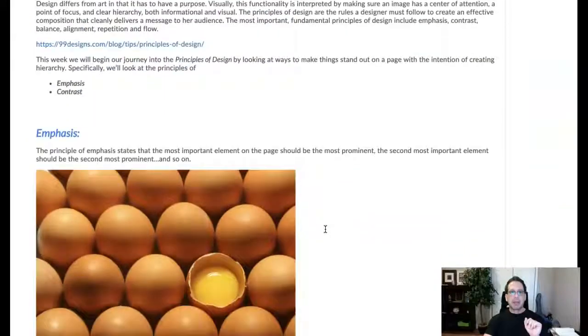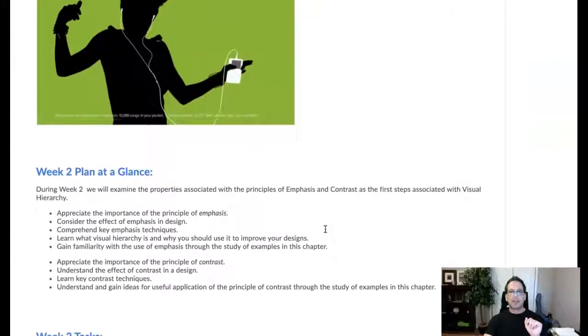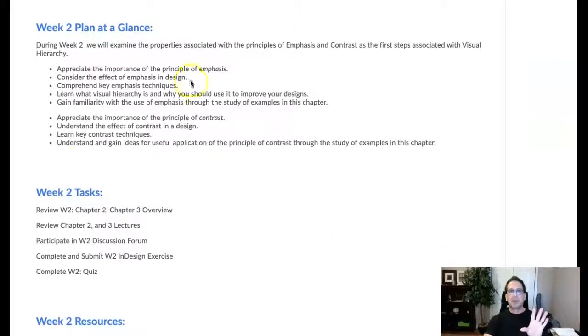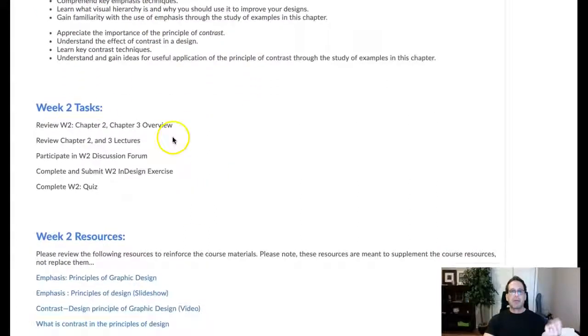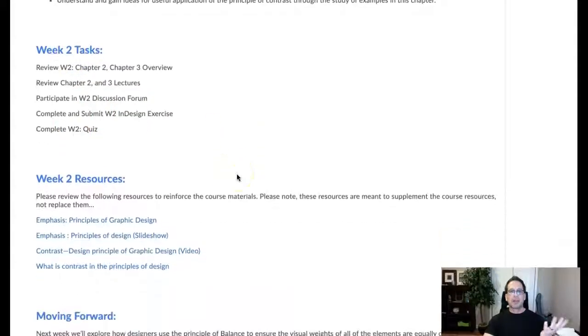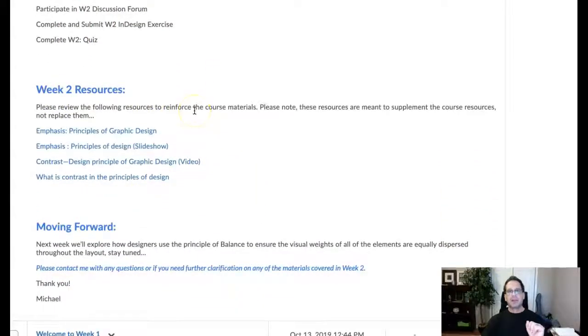I've got a couple of resources down here for you to take a look at. But before that, we're going to take a look at this week's plan at a glance. Just take a look at what's going on this week. This is what we have to do. This is kind of a checklist for you. Then we have our week two tasks. Again, another sort of checklist. And then I've added these week two resources.